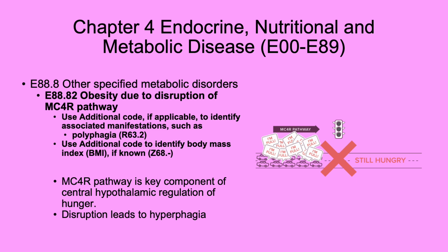It's a key component of the regulation of hunger, and disruption leads to hyperphagia, eating too much. Use additional code for polyphagia. Use additional code to identify body mass index if known. So you can see here from the picture, the pathway going this way, and it's blocked. You're still hungry. So those messages saying I'm full are blocked, so you still think you're hungry. Very interesting, I think.